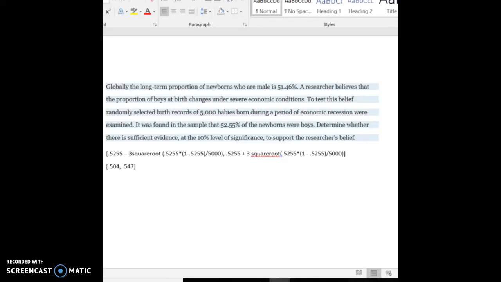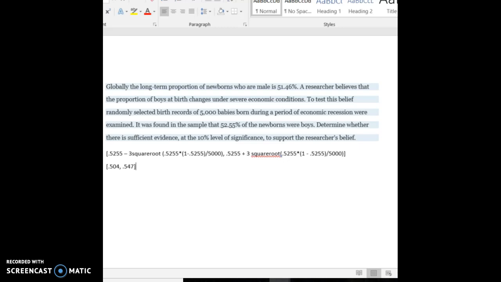Okay, so in this example, we have globally, the long-term proportion of newborns who are male is 51.46%. A researcher believes that the proportion of boys at birth changes under severe economic conditions. To test this belief, randomly selected birth records of 5,000 babies born during a period of economic recession were examined. It was found in the sample that 52.55% of the newborns were boys. Determine whether there is sufficient evidence at the 10% level of significance to support the researcher's belief.